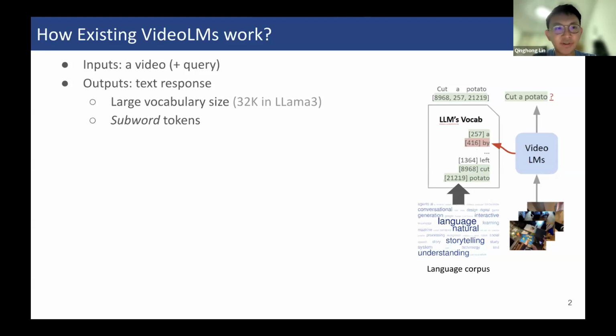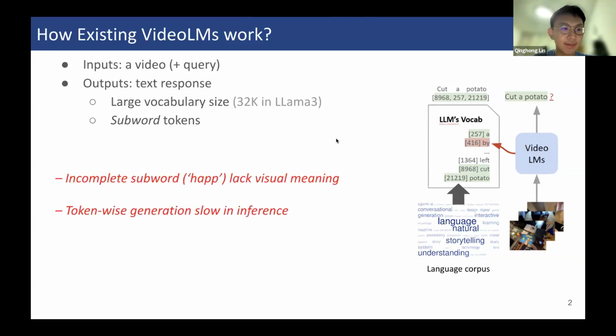Those models usually take video input and a conditional query and produce a textual response. They are usually connected to an LLM's vocabulary, which mainly comes from a language corpus. The vocabulary size is usually large, such as 38K in Llama 3, and is based on subword levels. However, in video scenarios, we found that those subwords are usually incomplete, such as HAPP, and lack visual meaning. Also, token-wise generation, such as cut a potato, is slow at inference time.